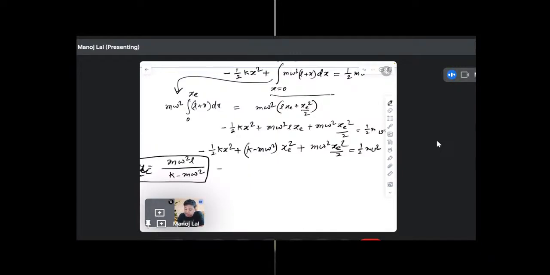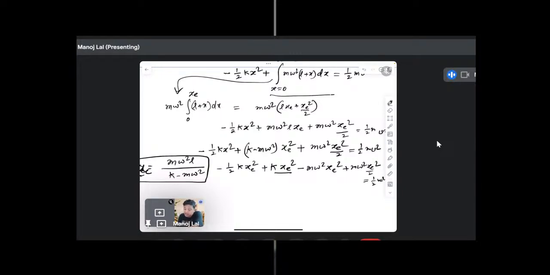So I can write minus half k x, and x is again what? At equilibrium it will be xe square, right? So what will be the work done by the spring force till it reaches equilibrium? It is minus half k xe square. Then I can write minus m omega square xe square, and then plus m omega square xe square by 2, and this is equal to half mv square.